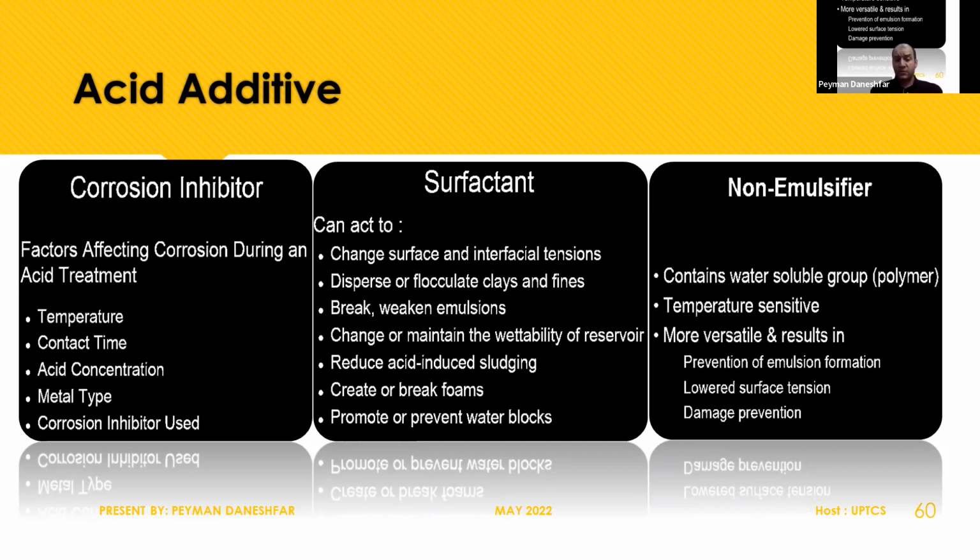One of the most important additives we use in acidizing is the surfactant. Surfactant can change the surface and interfacial tensions, and it is one of the best additives that we use in acidizing, because whenever we want to clean up the well, it helps us to clean up the well as soon as we can.